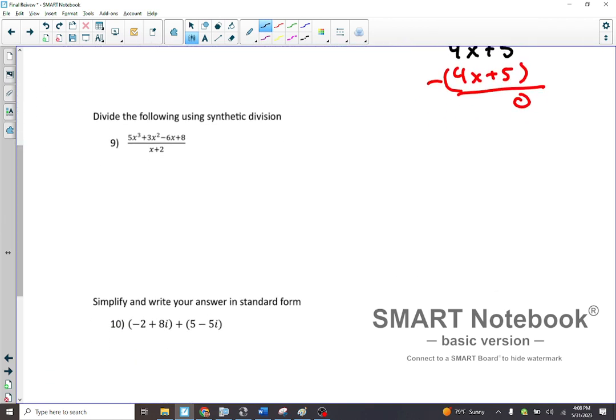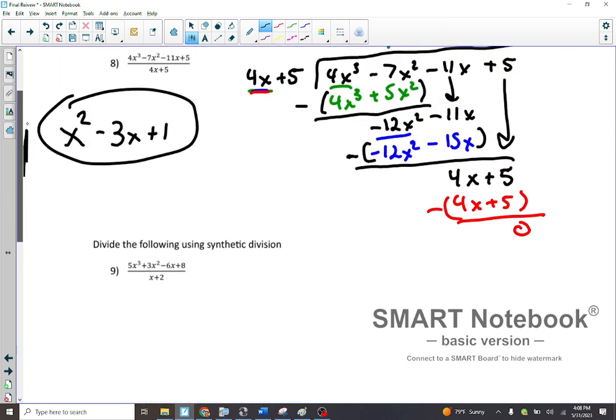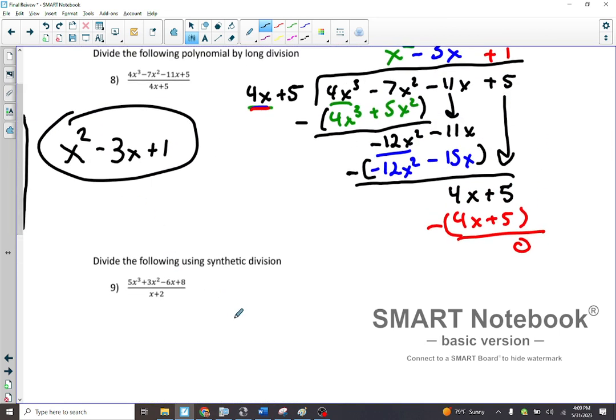All right. The next one is divide the following one with synthetic division. It only works because this is x plus 2. You can't have any value in front of the x, okay? So in this case, we're going to change it. It's going to be negative 2 here.